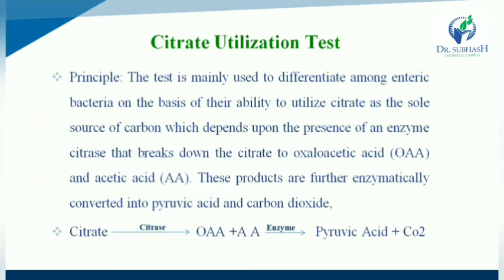What was the role of citrase? Citrase breaks down the citrate into oxaloacetic acid, called OAA, and also converts citrate into acetic acid, also called double A. These products are further enzymatically converted into pyruvic acid and carbon dioxide with the help of enzyme.